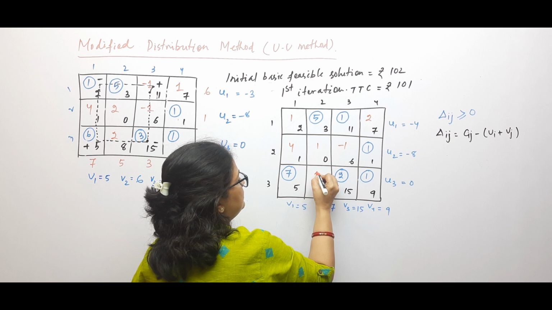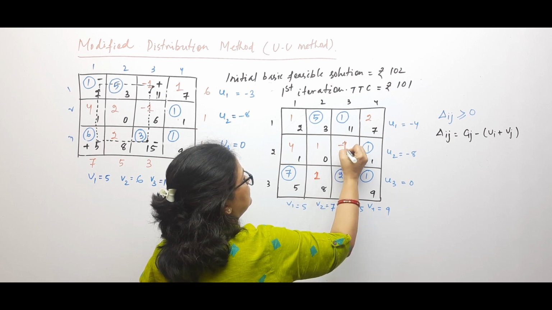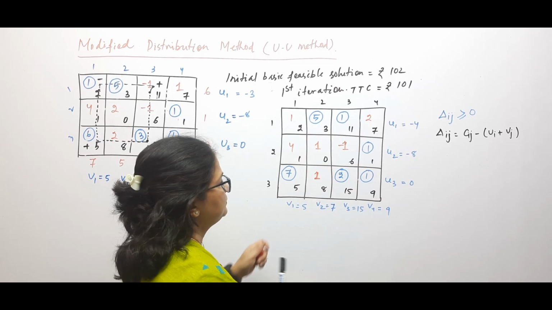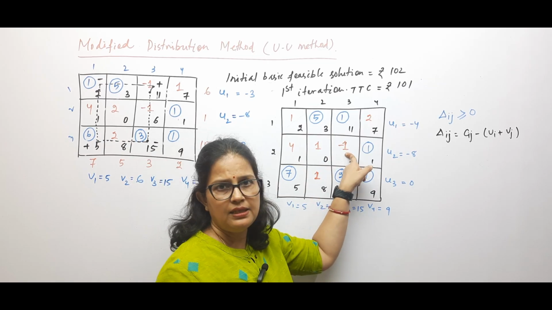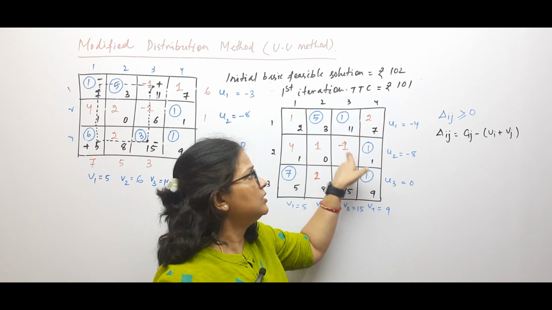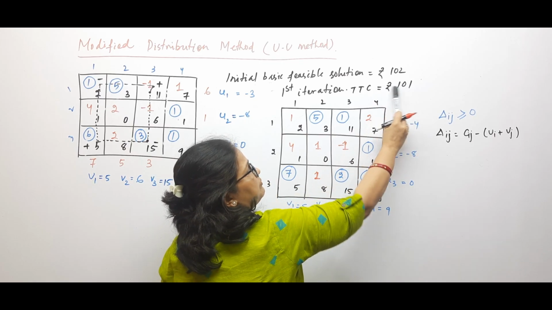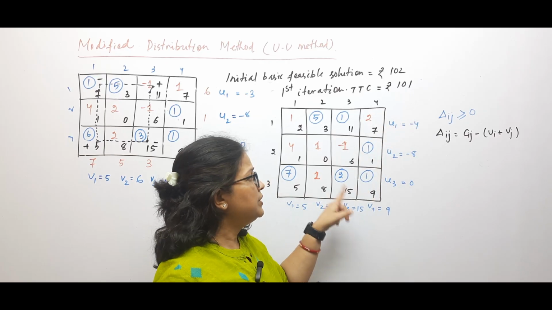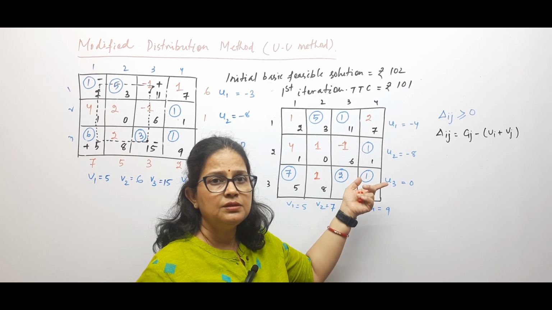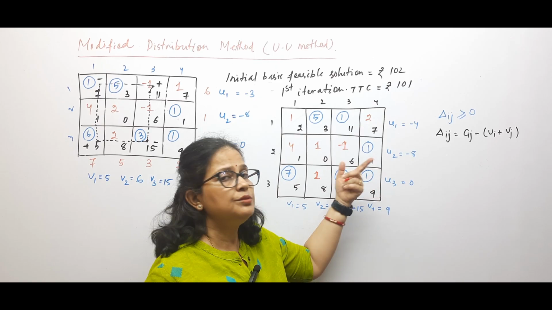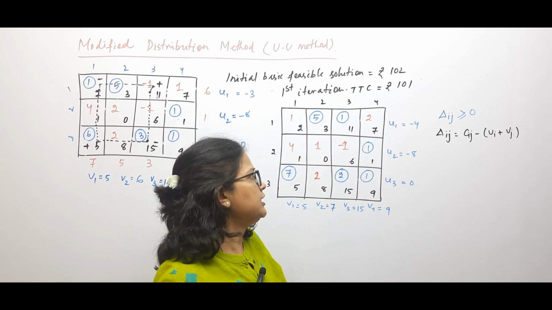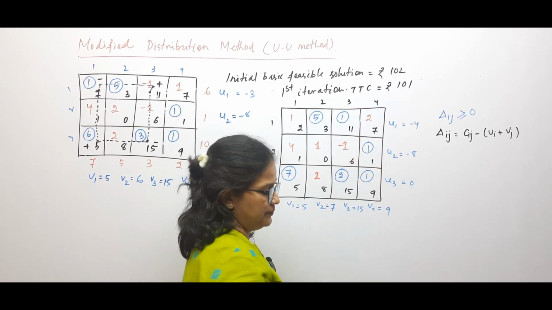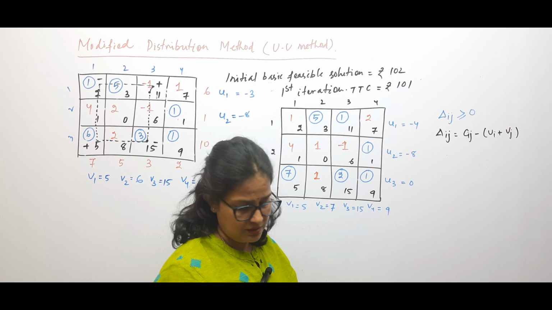So these are our delta values we got. But still we are getting a negative value here. So this solution is not optimal. It means this total cost is not the optimal cost. We can go for another iteration for the optimality test. So again the same thing we need to do. We need to draw a closed loop here.